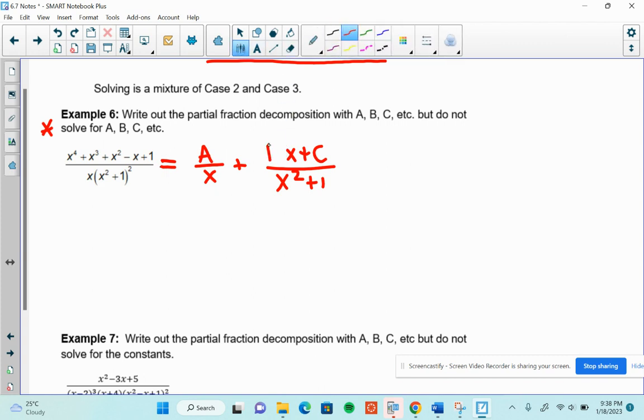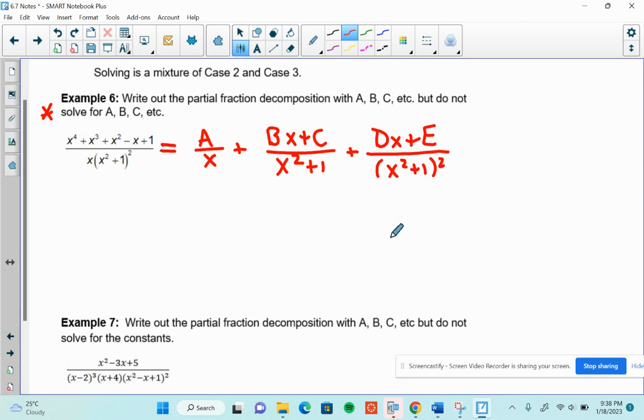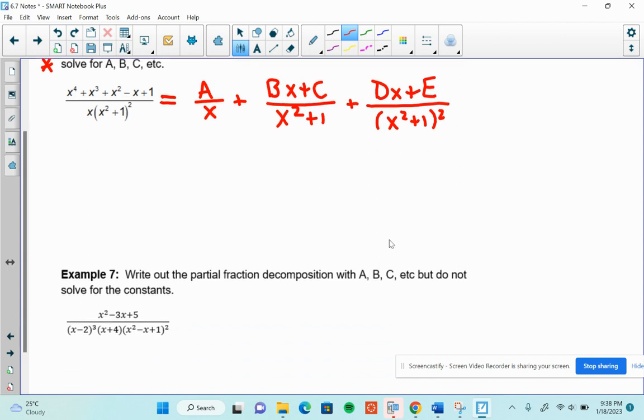Okay. But because that's a repeated factor, I have to have a second fraction. So my second fraction is going to be dx plus e. We'll just go through the alphabet, divided by x squared plus 1 squared. And we're done. It asked us not to solve for the a, the b, and the c, so we're not going to do that. We're just going to write out what it would look like, call it good.